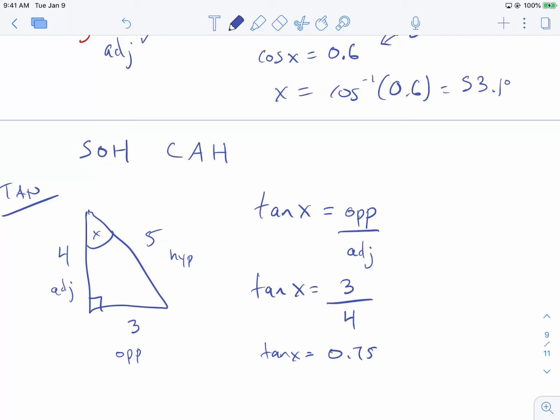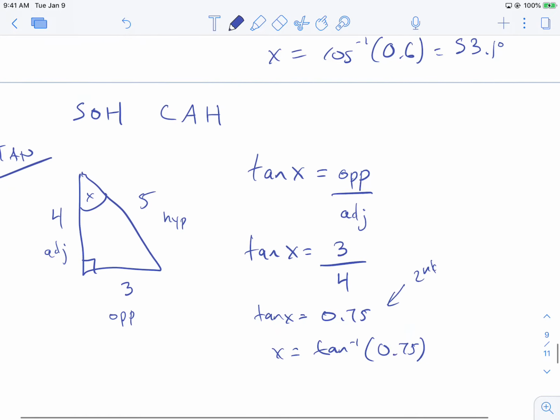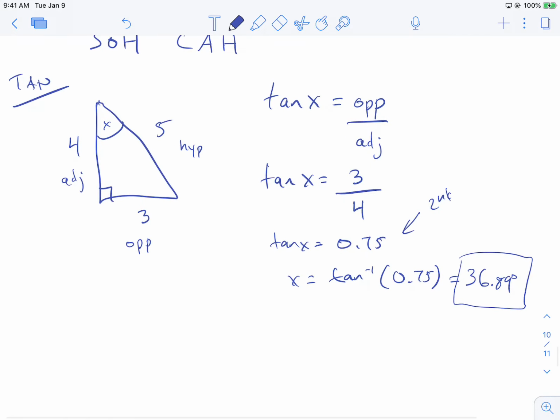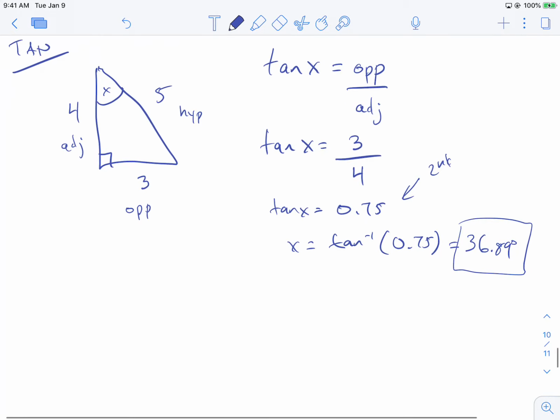And we are solving for an angle here, so we're going to have to use our second function. And we're going to get x equals tan -1 of 0.75. So when we do that, we get x equals 36.89 degrees. Perfect. Let's take a look at solving for a missing side.